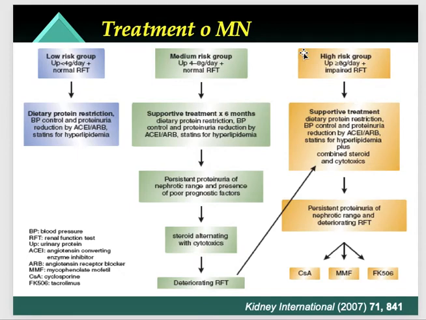Now, how to treat the underlying cause? Of course, when we know, for example, if it is due to some condition, a rheumatological condition, a cancer, or drugs, of course we can treat that. ACE inhibitors and ARBs are very good for blood pressure because they also reduce proteinuria.